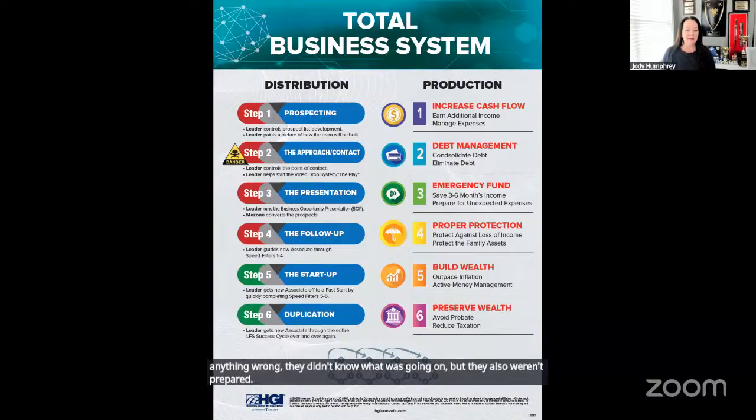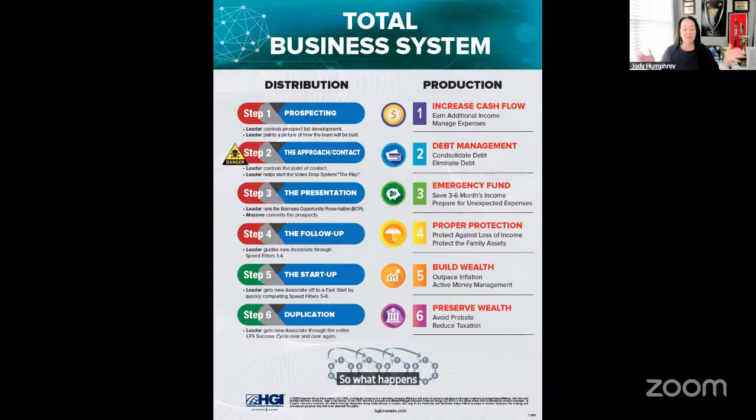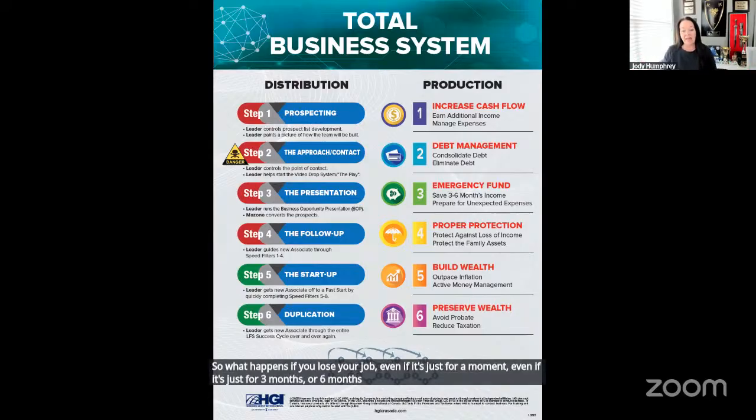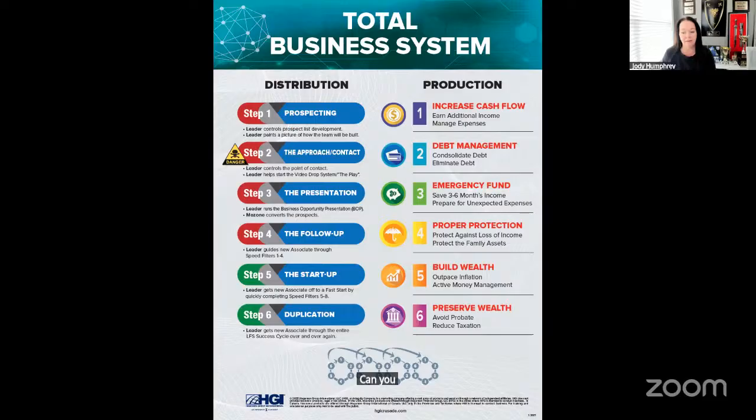So what happens if you lose your job, even if it's just for a moment, even if it's just for 3 months or 6 months or something like that? Can you afford to continue living without an emergency fund? For most people, the answer is no. And so that's a conversation to have.